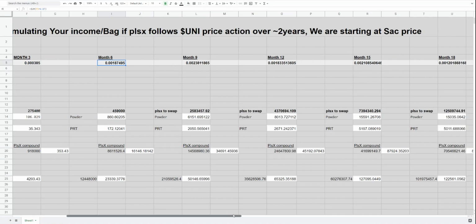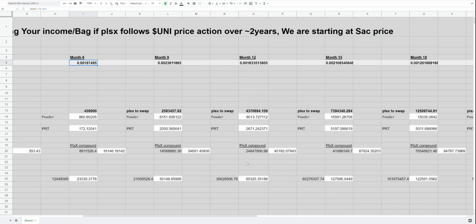Pretty good. At end of our first year, now that we've recompounded this 35 grand into our total, we're now looking at compounded $65,000 in our PLSX bag. Again, you can see we're still at an 18x from launch. We actually dropped, it's about 27% from our high here on month 9.